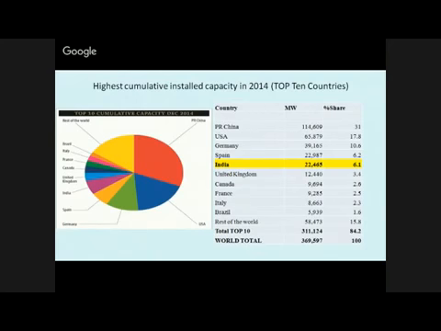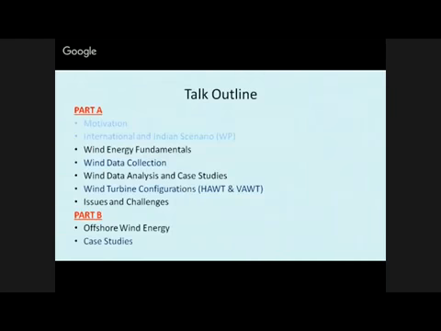So the point is that a lot of activities are going on in wind energy, and you can see in this graphic that People's Republic of China has a large fraction, in which a lot of stress is given on wind energy. So this is the data related to the energy.